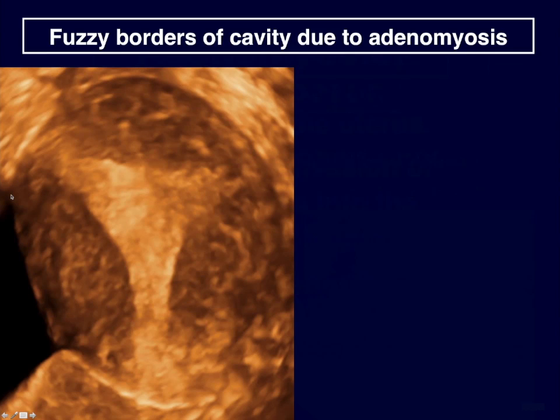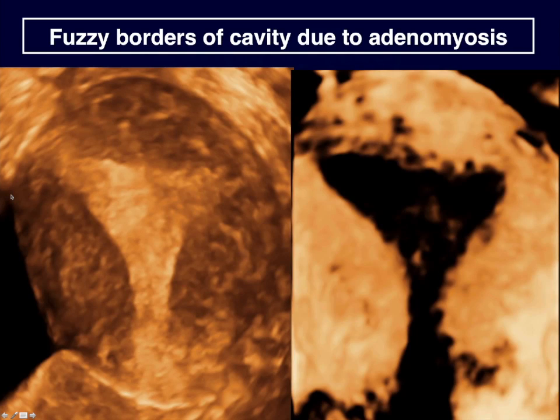But if you look at it with inverse mode, and we'll talk more about inverse mode later, where the echogenic areas become lucent and vice versa, and you just inverse the image, you can actually see much better how these lucencies stand out.